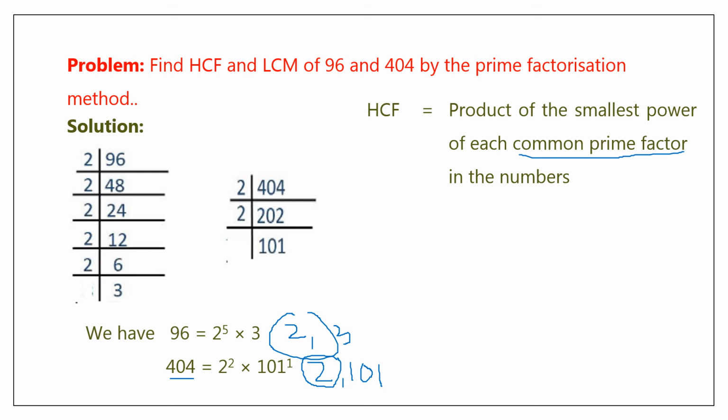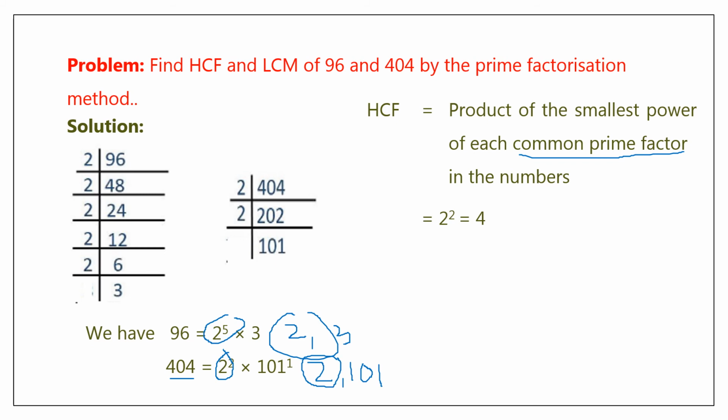Now for this you have to take the smallest power. The common prime 2 has power 5 in 96 and power 2 in 404. Therefore you have to take the smallest power, so power 2 I should take. That means I will get 2 squared. 2 is the common prime, its powers are 5 and 2 in the numbers 96 and 404 respectively. Among those I should take the smallest power. Therefore 2 squared is equal to 4. HCF I will get 4.